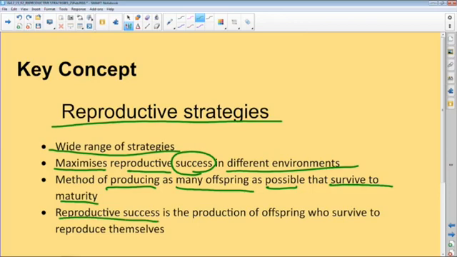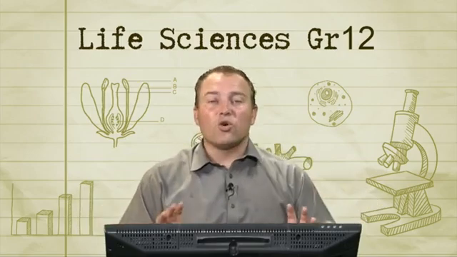Okay? And then you got the next one, reproductive success in the production of offspring who survive to reproduce themselves. Okay? That means they even need to get older. So the whole point is to make sure that you got offspring that become mature. But you are measured by how many of those offspring can reproduce again. Does that make sense? These are very important things that we've got to have a look at. That is your strategy. With that, life is great.